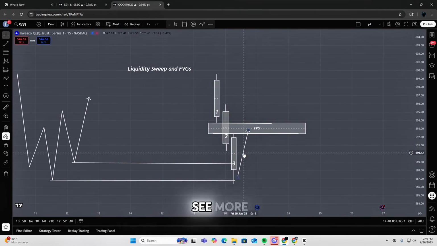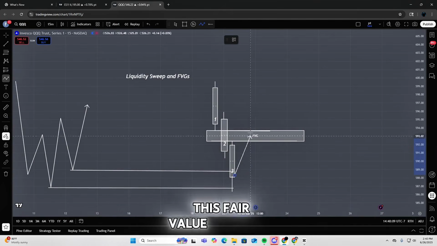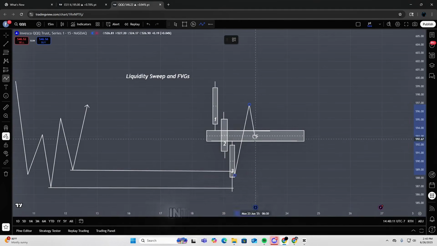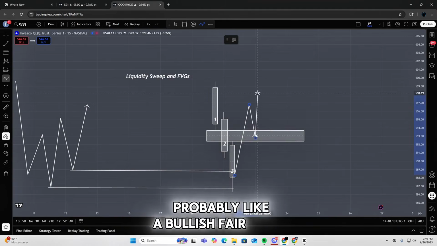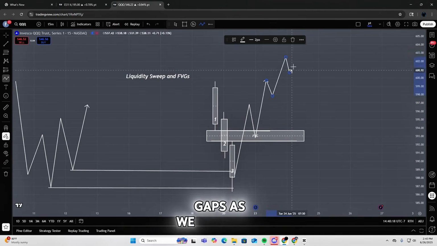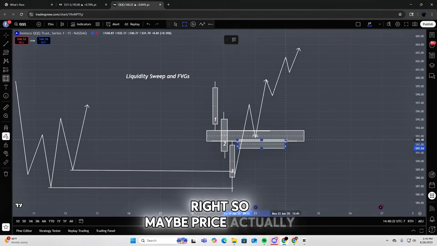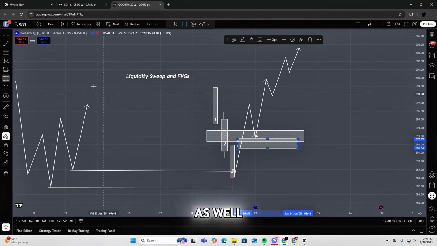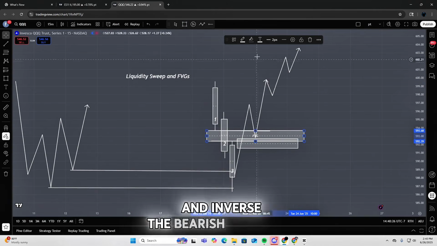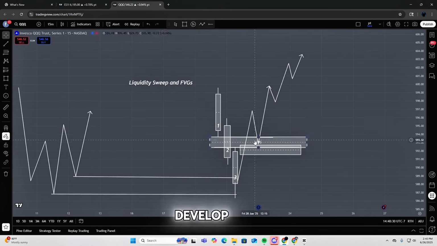And then you're probably going to see more support develop itself, because usually, sometimes you'll inverse this fair value gap and then retrace down into something like a bullish fair value gap. Because when we come up, we form bullish fair value gaps as we go higher. So maybe price actually formed a bullish fair value gap as well and inversed the bearish fair value gap. Now you start seeing new support develop.